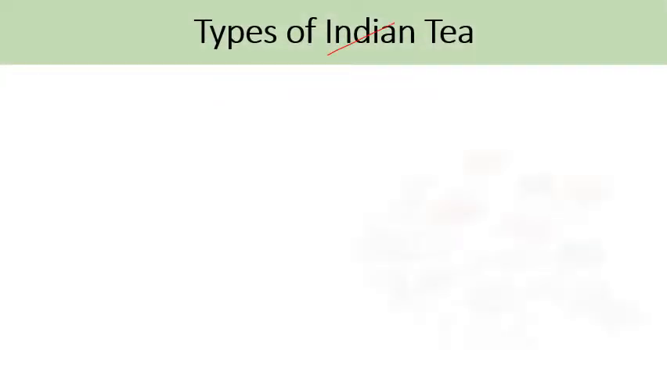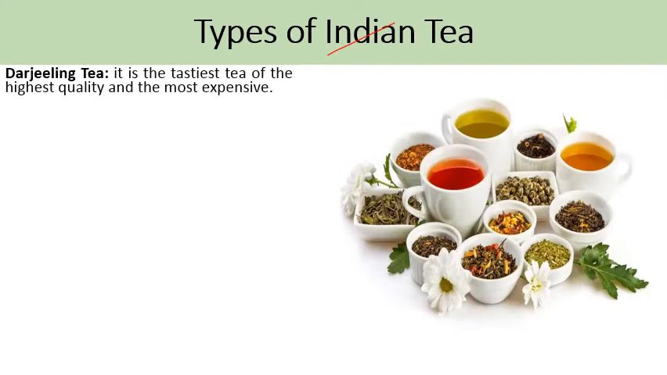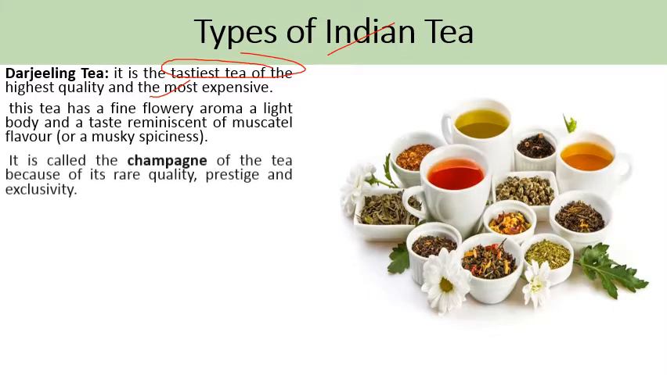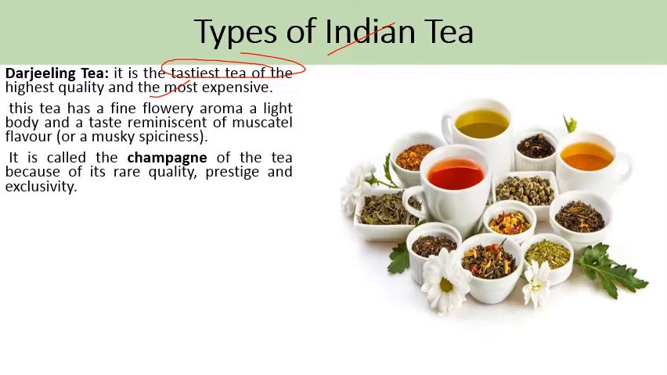Then types of Indian tea. Firstly, we have Darjeeling tea. It is the tastiest tea of highest quality and most expensive. So this is also known as champagne of tea. So this tea has fine flowery aroma, a light body and a taste reminiscent of muscatel flavor or musky spiciness. It is called champagne of the tea because of its rare quality, prestige and exclusivity.